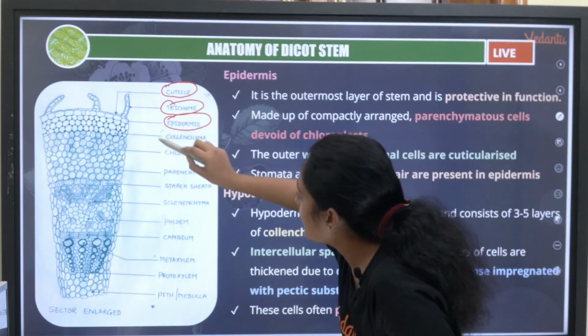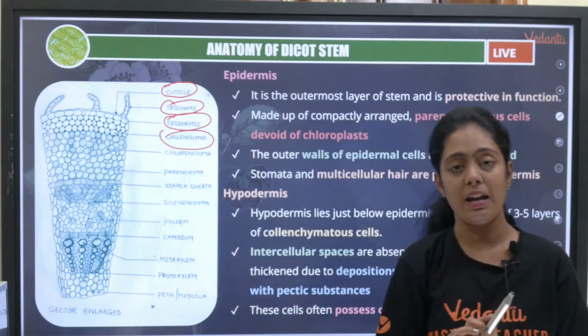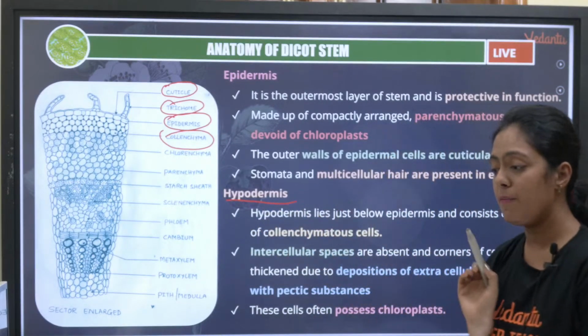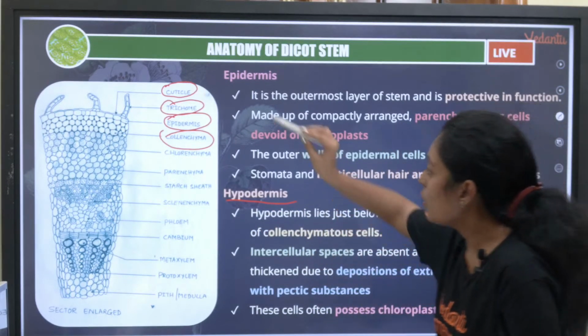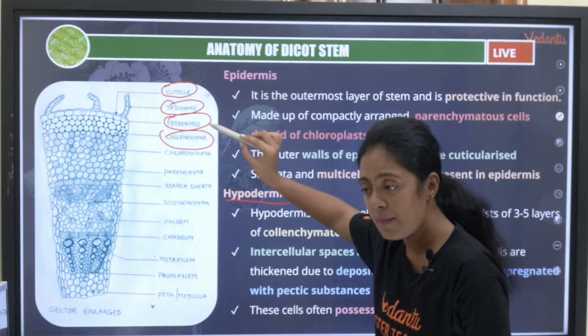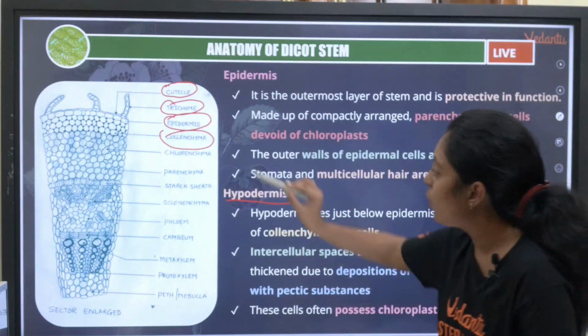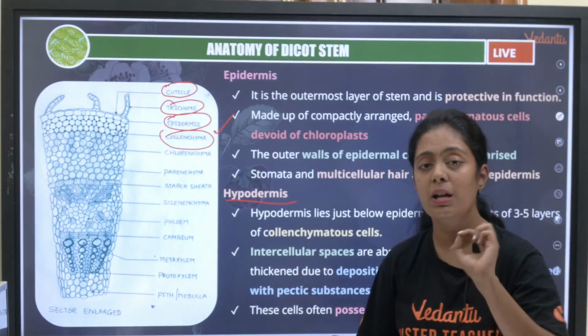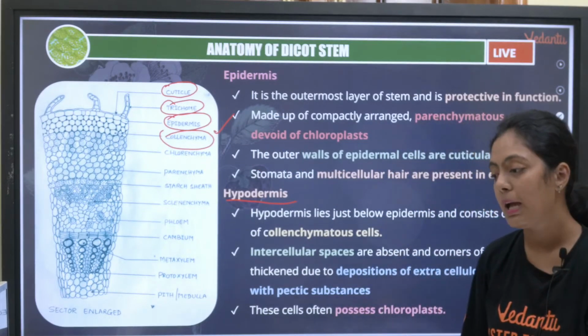Okay, so what is there below your epidermis? Collenchyma is there, and this is called hypodermis. So you have cuticle, you have trichome, and inner to that you have epidermis, and then you have your collenchyma. We call it hypodermis. Hypodermis is made up of collenchyma.